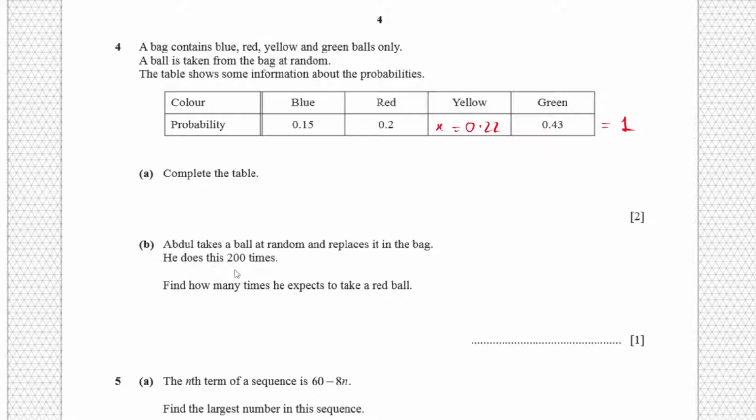Abdul takes a ball at random and replaces it in the bag. He does this 200 times. How many times does he expect to get a red ball? So the chance of getting a red ball is 0.2, or 20%, because 0.2 in decimal converted into a percentage is 20%. We don't have to convert that into a percentage anyway. So 200 times. Each time the chance is 0.2. So let's multiply by 0.2. The answer is going to be 40.